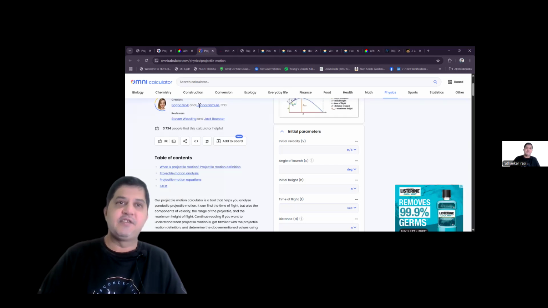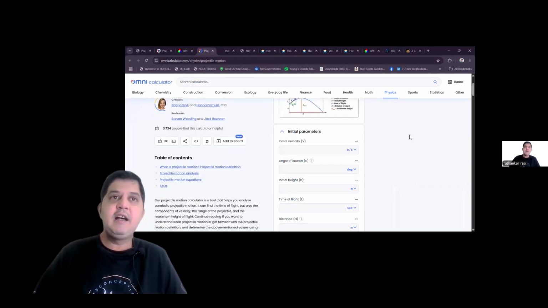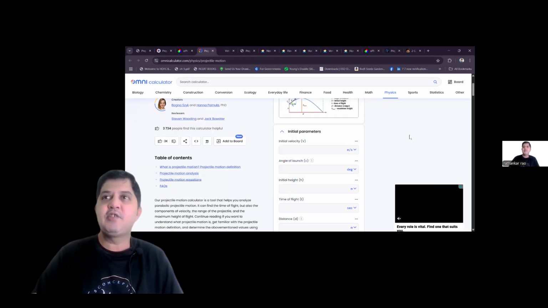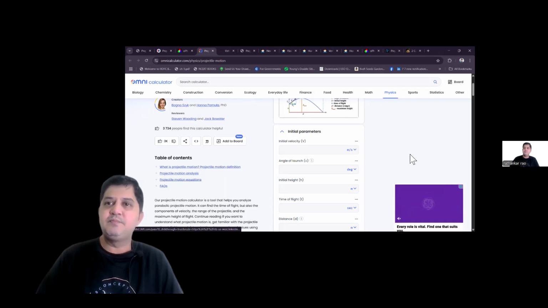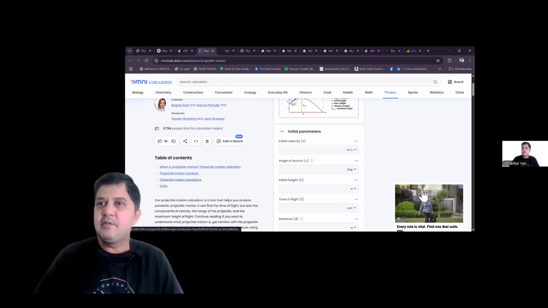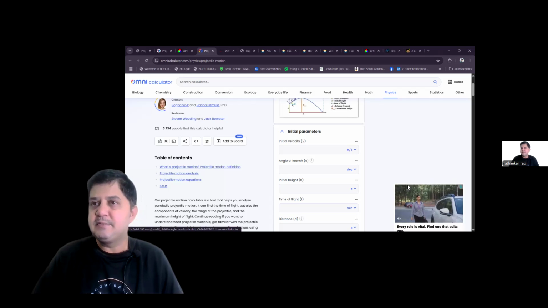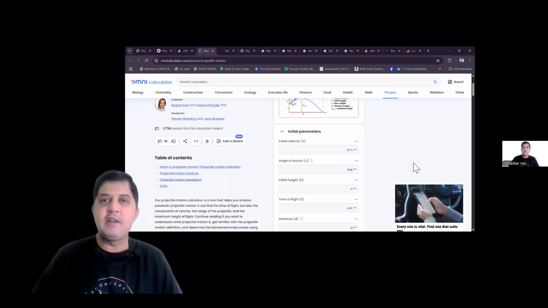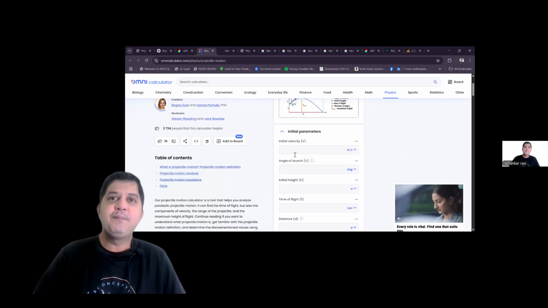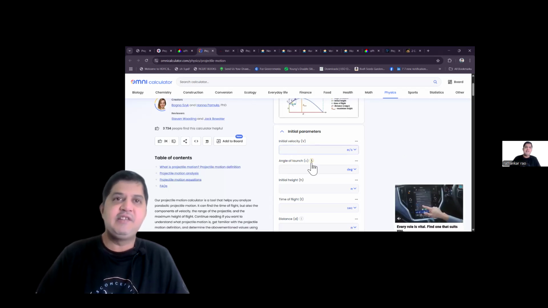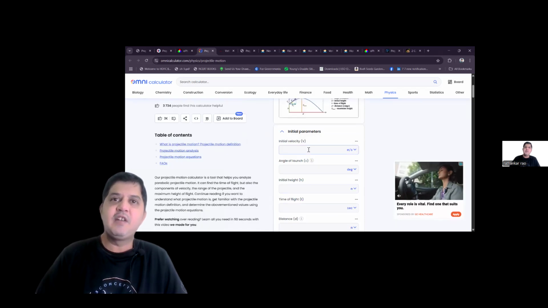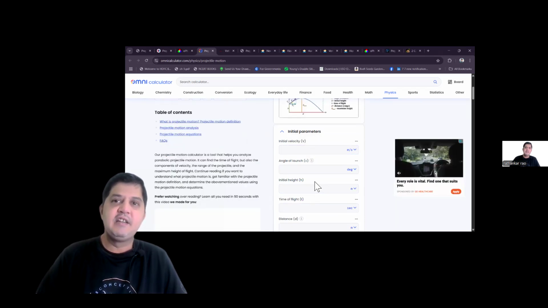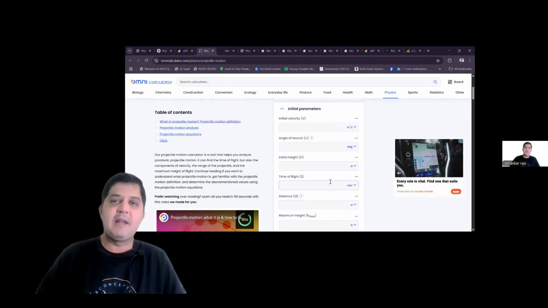Then next comes this. This is nothing but a projectile motion calculator. So what does this projectile motion calculator do? It does not give you any simulation over here, but you can substitute the values of initial velocity, angle of launch, and initial height. You can find out any of the parameters making use of this.